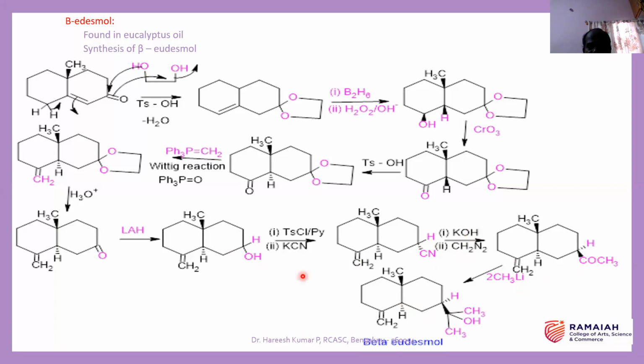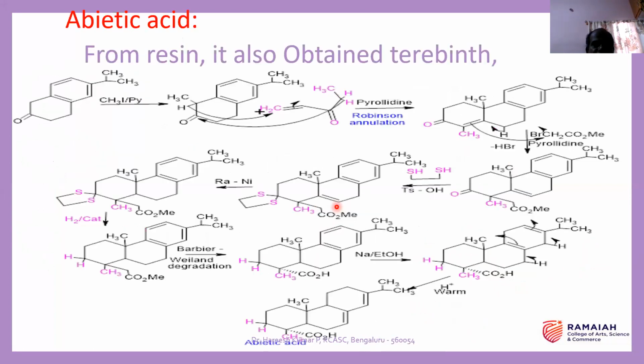So with this, I will go to the next slide. Next, I'm taking abietic acid. Abietic acid is a terpenoid, and it is isolated from resin. Okay, and one minute, I will note it down.